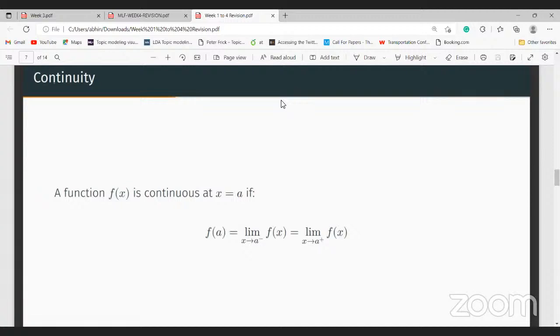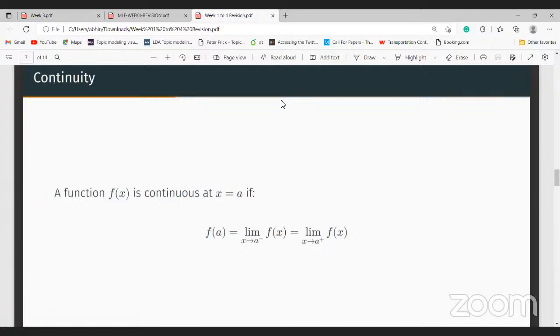No. If you draw the graph, there will be a hole at that point. It is not continuous because 0 by 0 is indeterminate. It is undefined. So if something is undefined, it cannot be continuous.